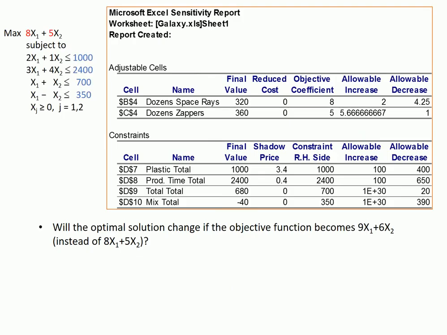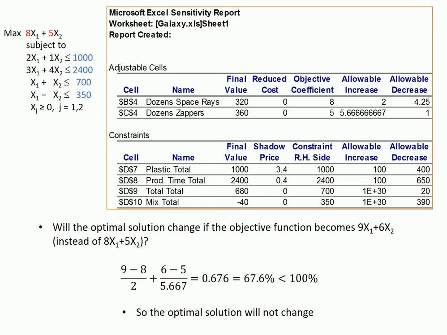Now let's look at an example. This is a sensitivity report for this problem. Now let's say we're going to change the coefficients in the objective function. We're going to change it to 9x1 plus 6x2. In other words, we're going to increase the coefficient here by 1 for both x1 and x2. So it's an increase for both cases, so we're going to refer to allowable increase in the next step.